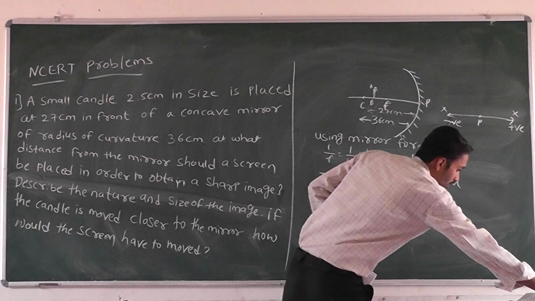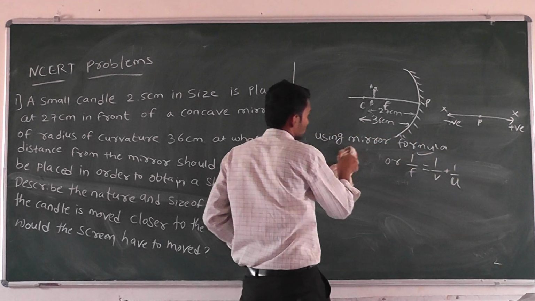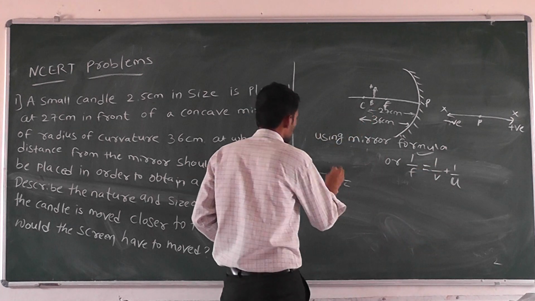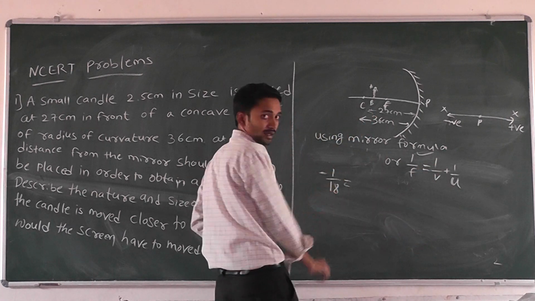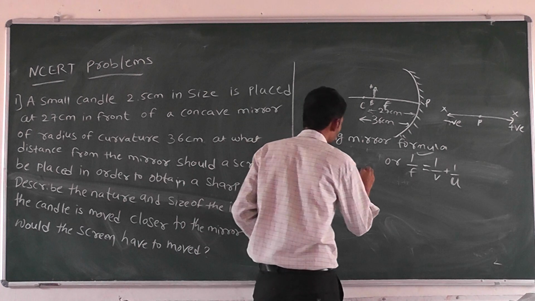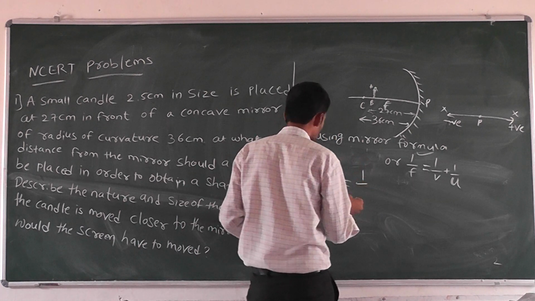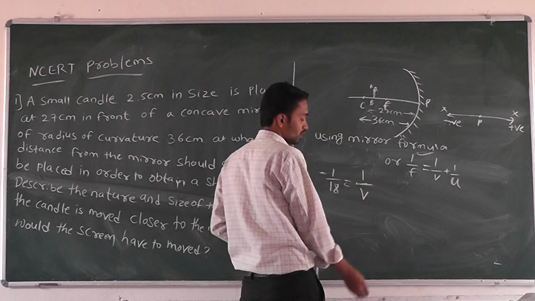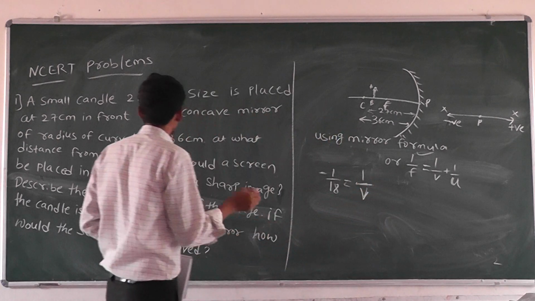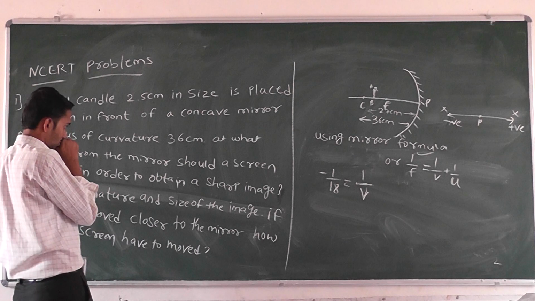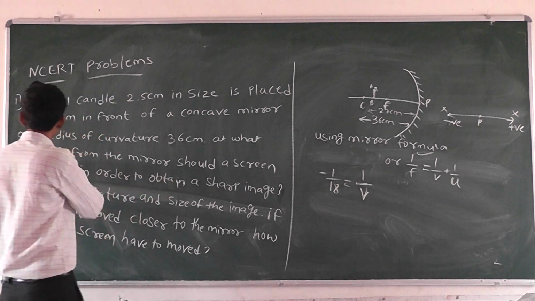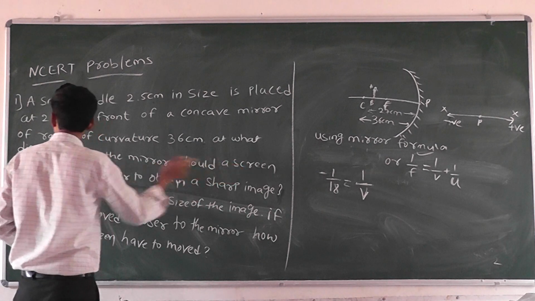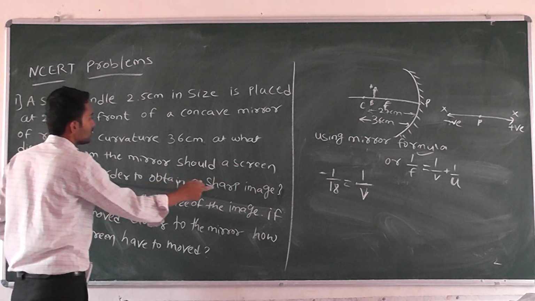1 by F is equal to 1 by U plus 1 by V. So what is the 1 by F value? Minus 1 by 18. And what is the 1 by V value? V means the image distance. We don't know the image distance. So what are they asking in the question? At what distance from the mirror should a screen be placed in order to obtain a sharp image?